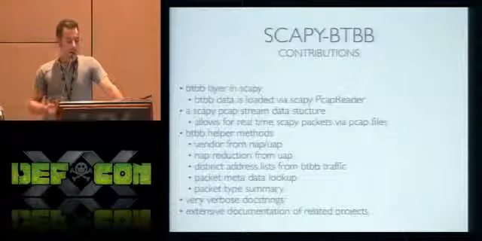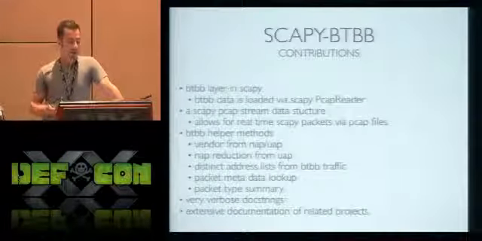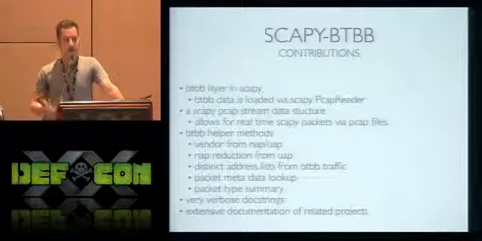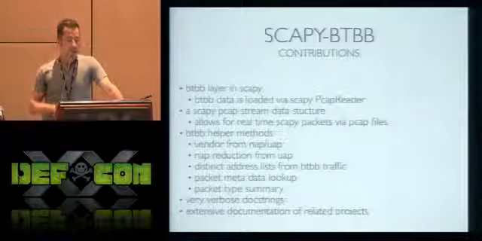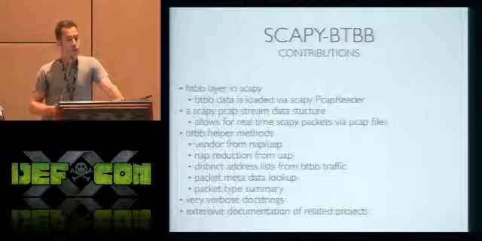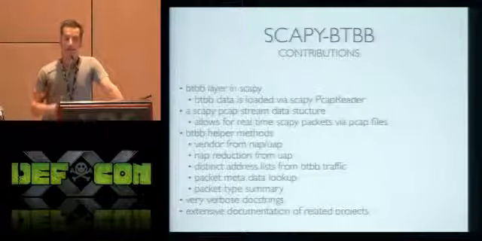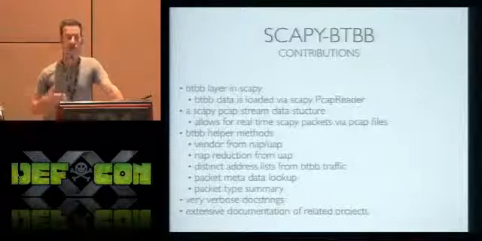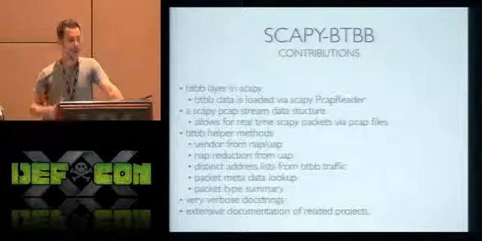Okay, so I did this by creating the Bluetooth baseband layer in Scapy. And when I first started out, I would just take the PCAP files created from Kismet and load them into my Scapy module. And this was really great for post-mortem work, right? But the problem here is I couldn't see live data. I couldn't see packets streaming down my screen as they came in over the air, right?